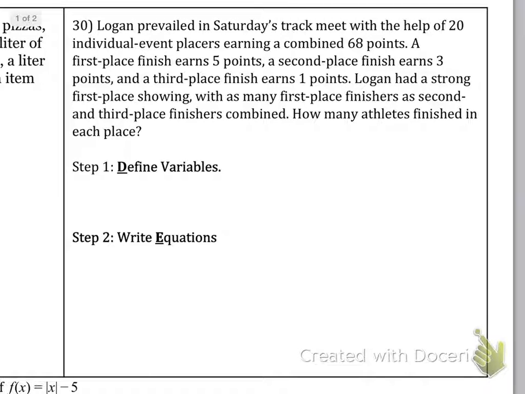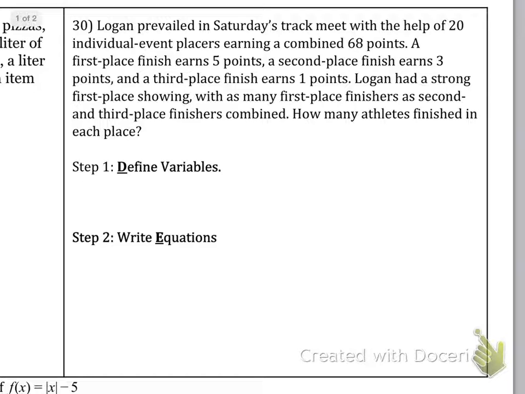And the word problem states, Logan prevailed in Saturday's track meet with the help of 20 individual event placers, earning a combined 68 points. A first place finish earns 5 points, a second place finish earns 3 points, and a third place finish earns 1 point. Logan had a strong first place showing with as many first place finishers as second and third place finishers combined. How many athletes finished in each place?